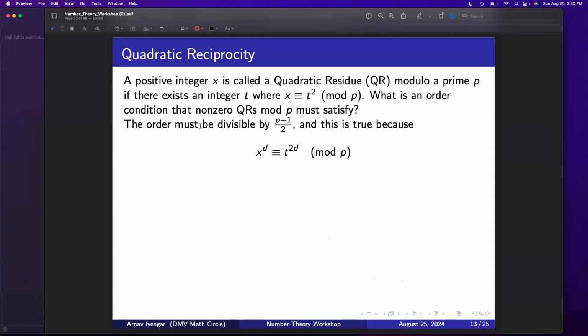You get x to the d is t to the 2d. And if this is 1 mod p, this means that 2d divides p minus 1. So this means the order has to divide p minus 1 over 2. So you can also prove the reverse direction, that anything with order dividing p minus 1 over 2 also has to be a quadratic residue.